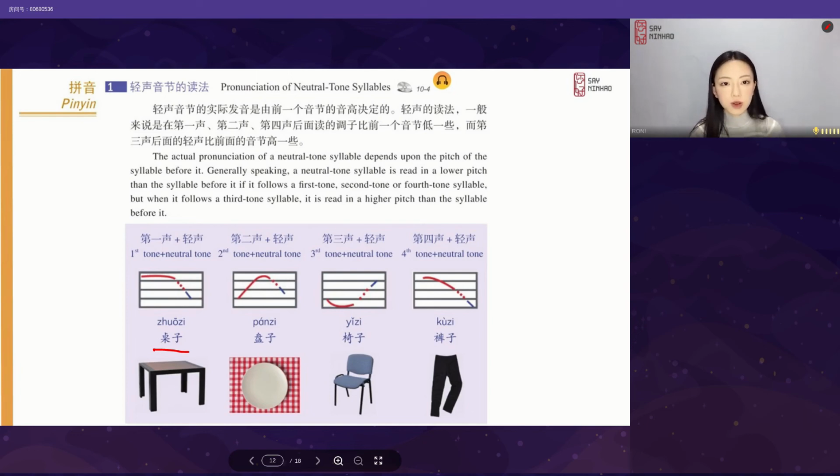So, this is the rule for it. When the neutral tone is after the first, second, and fourth tone, then the pitch of the neutral tone will be lower, okay, lower. But when it is after the third tone, the pitch of the neutral tone will be higher, okay? Read after me. 桌子，盘子，椅子，裤子. Okay, now let's move on to the next one. Just remember the rules.